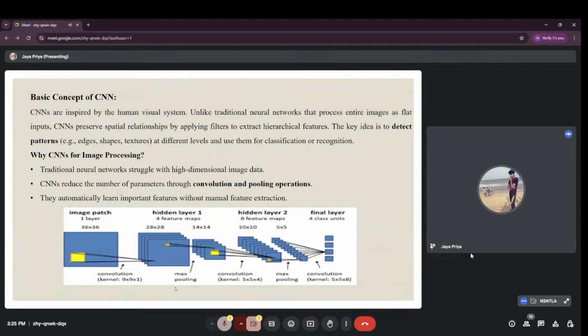Why convolutional neural network for image processing? A traditional neural network struggles with high dimensional image data. Convolutional neural networks reduce the number of parameters through convolution and pooling operations. They automatically learn important features without manual feature extraction. The image represents the architecture of a convolutional neural network used for image classification. First, the input image of size 36 by 36 pixels. The first operation applied is a convolution with a 9 by 9 filter, which extracts features from the image.